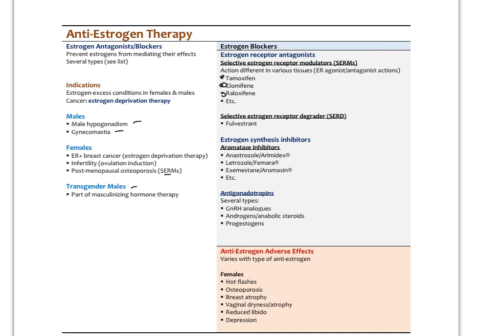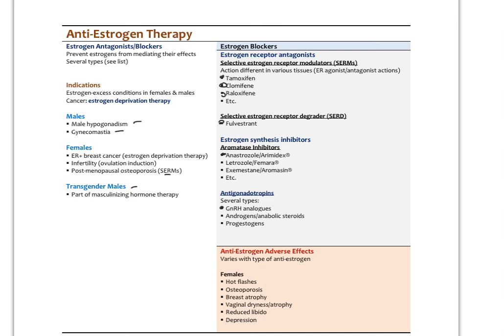Then we have selective estrogen receptor degradators. Those are called SERDs, and fulvestrant is an example of that. And then estrogen synthesis inhibitors. These are the aromatase inhibitors like anastrozole, Arimidex, and letrozole, the Femara. And then there are actual anti-androgens, and these are the GnRH analogs, which I talked about already in the anti-androgen category. So these anti-gonadotropins would block the gonadotropin secretion, and that would turn down the estrogens, etc.